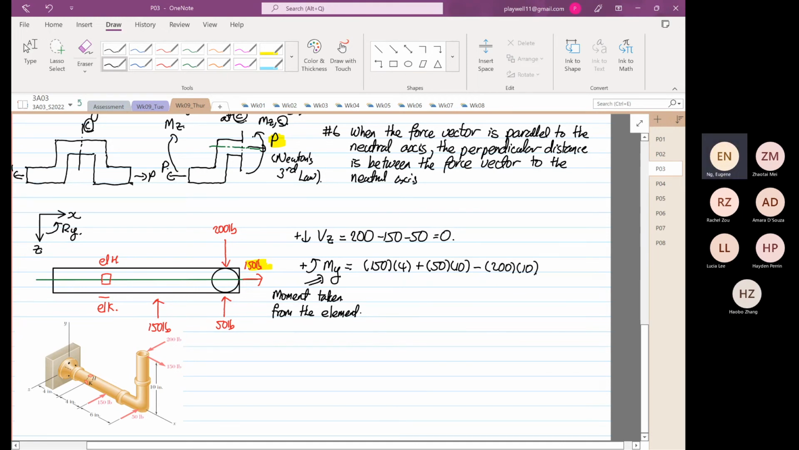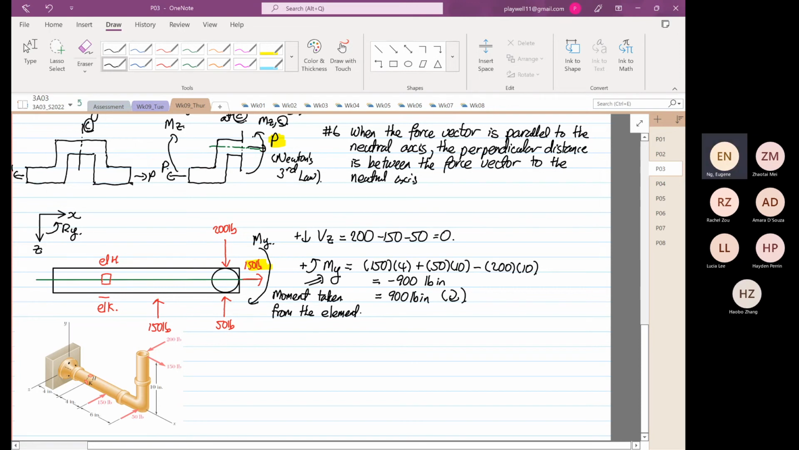Now, let me calculate the value first. So this is equal to 150 times 4 plus 50 times 10 minus 200 times 10, which is equal to minus 900 pound-inch. So minus 900 pound-inch, what does it mean? If you want to put this as 900 pound-inch, you have to flip the rotation. So we know that over here, this is your moment about y.